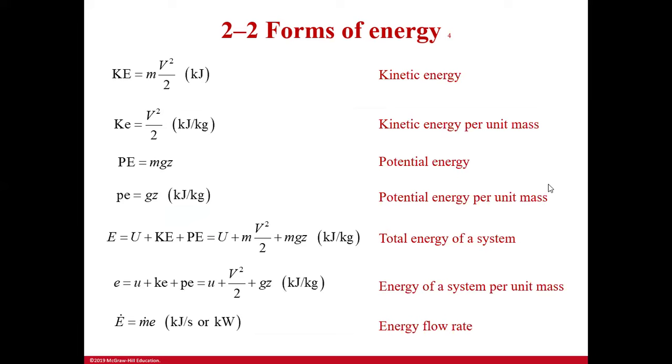These are the different equations for kinetic energy, then specific kinetic energy per unit mass, potential energy per unit mass, and total energy. U is the internal energy, remember, plus kinetic energy plus potential energy. Then you divide by the mass, you get energy of a system per unit mass. Okay. And energy flow rate, E dot. Remember, the dot on the top gives you the flow rate. So capital E dot indicates the energy flow rate. In this case, m dot is the mass flow rate.